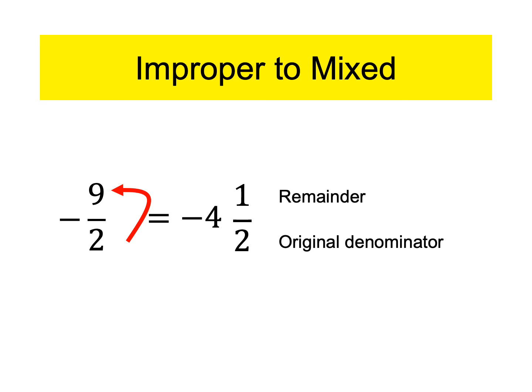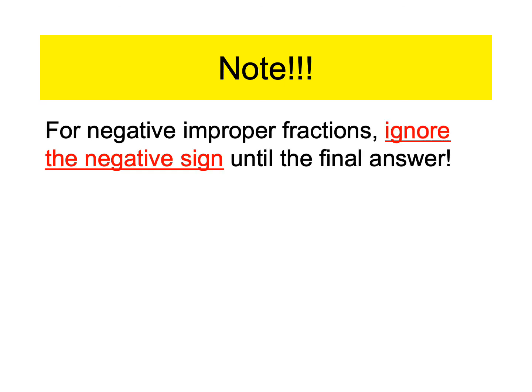So if you need to write this down, quick note, right? For negative improper fractions, you ignore the negative sign until the final answer. For instance, we just changed 9 over 2 into a mixed number, and we tack a negative onto it. Okay? Make sense?